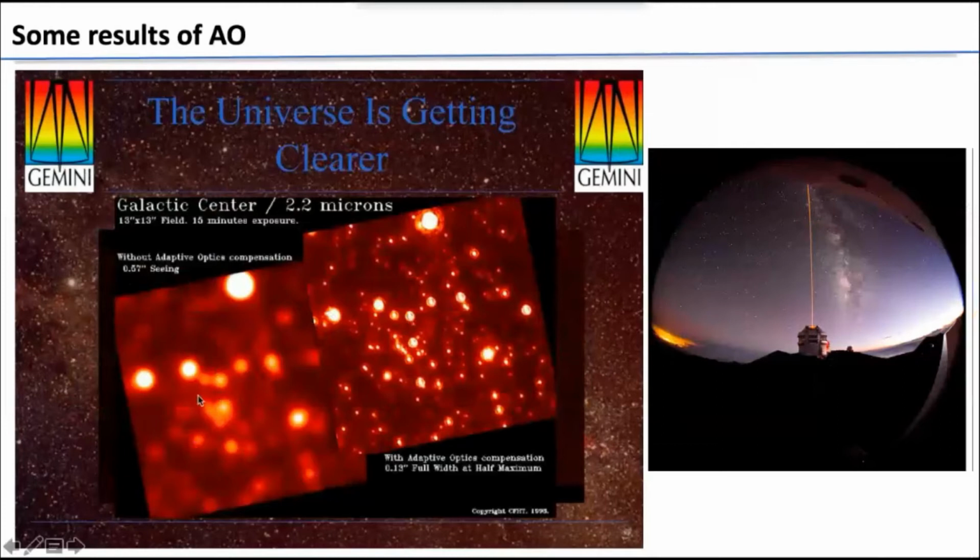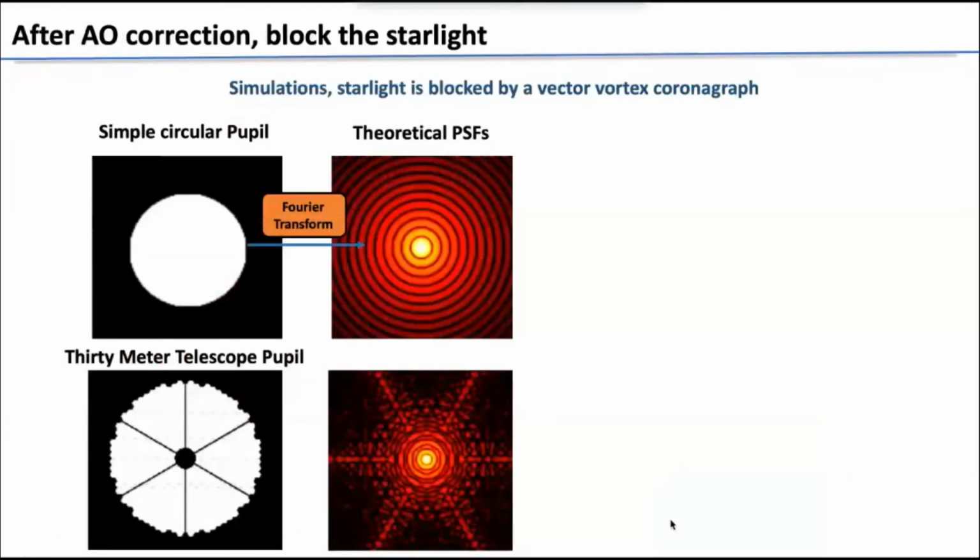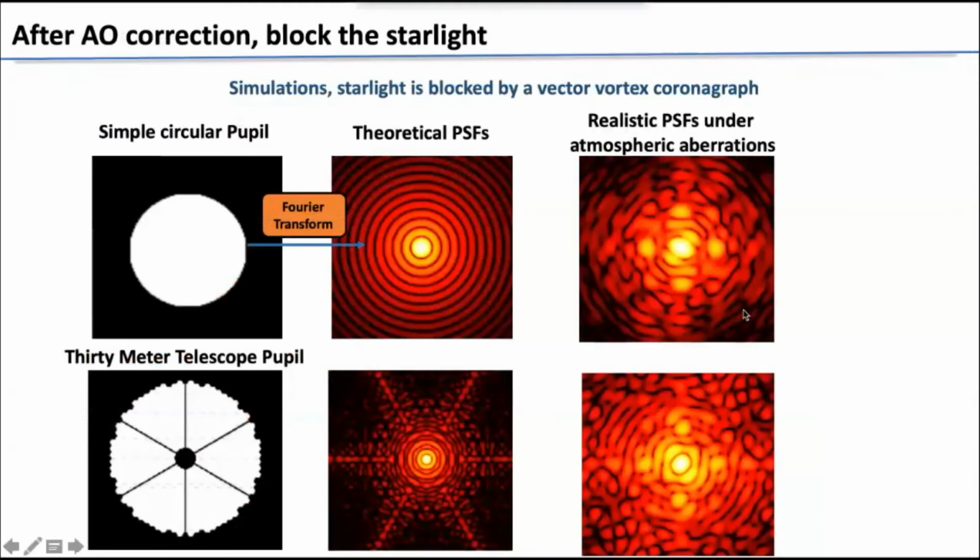And so this is the image when you don't have an AO system, when your AO system is off, and this is when your AO system is on. So you really see the stark difference that an AO system gives you. An AO system is a must.